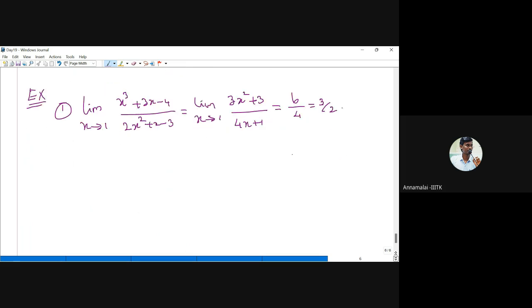Now, the next thing. Evaluate the limit as x approaches 0 of x into cot x minus 1 by x square.